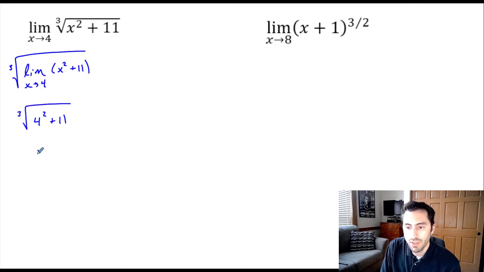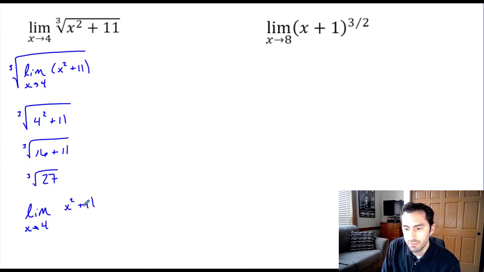So 4 squared is 16. 16 plus 11, we get 27. And the cubed root of 27, we end up with 3. So just to rewrite this, the limit as x approaches 4 of our radical is equal to 3. All right, now for our second one.